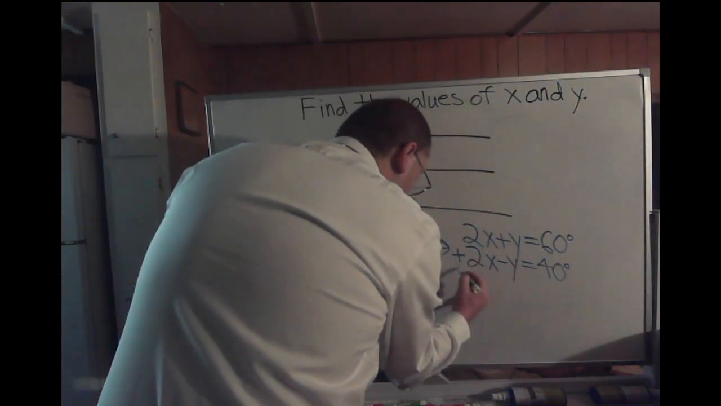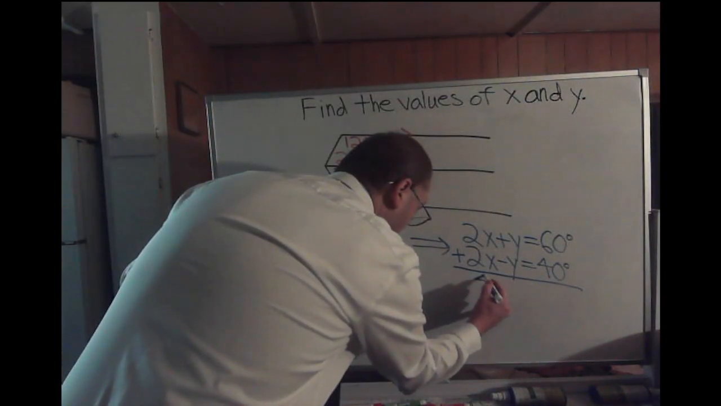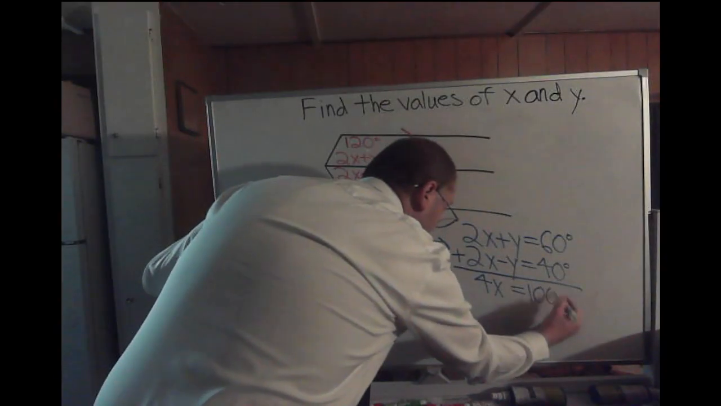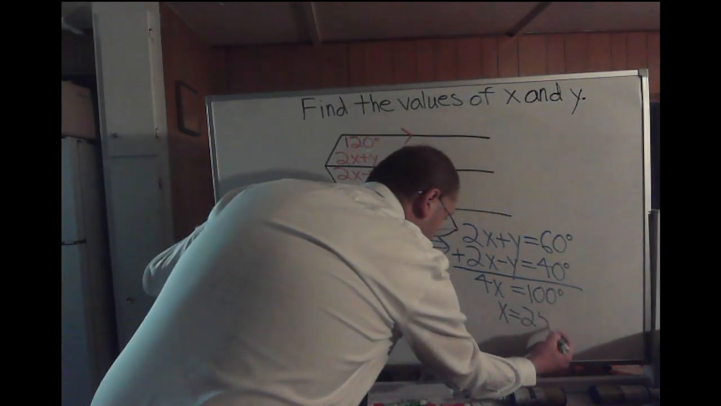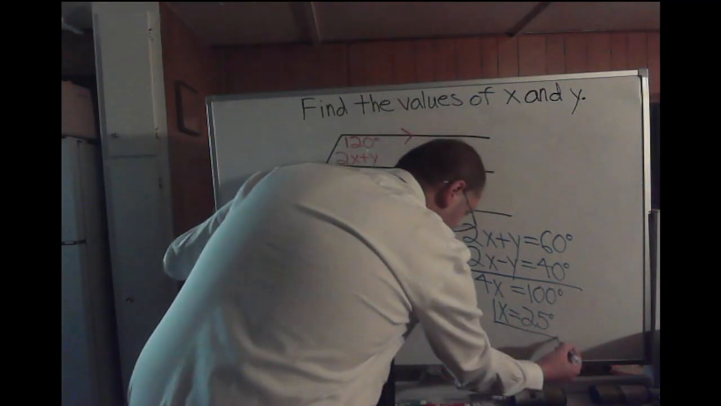So let's add the second equation to the first. If you do that, you'll simply get 4x is equal to 100 degrees, which would mean that x is equal to 25 degrees. So we found the value of x.